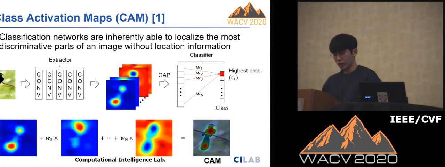The pioneering work is class activation maps. CAM can highlight exactly which regions of an image are important for discrimination. But this method localizes the most discriminative parts, not the whole of the object. So many researchers try to solve this problem.